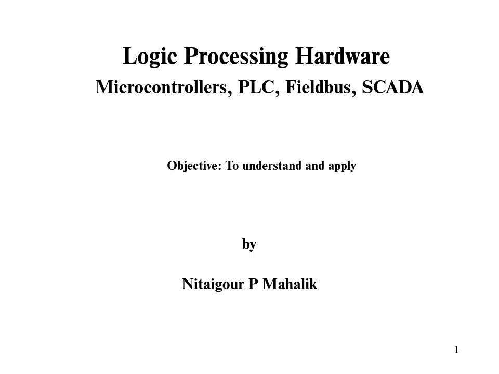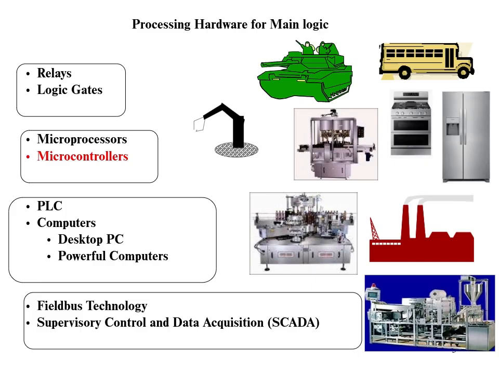The learning objective of this topic is to know what these technology platforms are and where they can be applied as far as automation is concerned. The processing hardware for main logic system can be categorized under four categories. The top one is relays, logic gates. Those are usually not used. Long time ago they were used for implementation of the control actions.